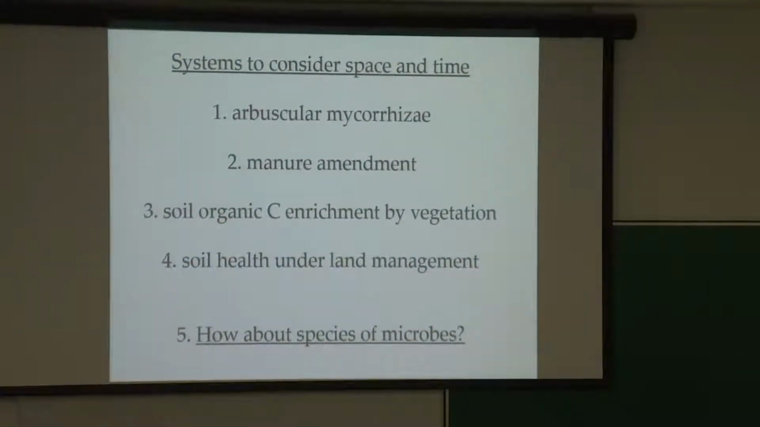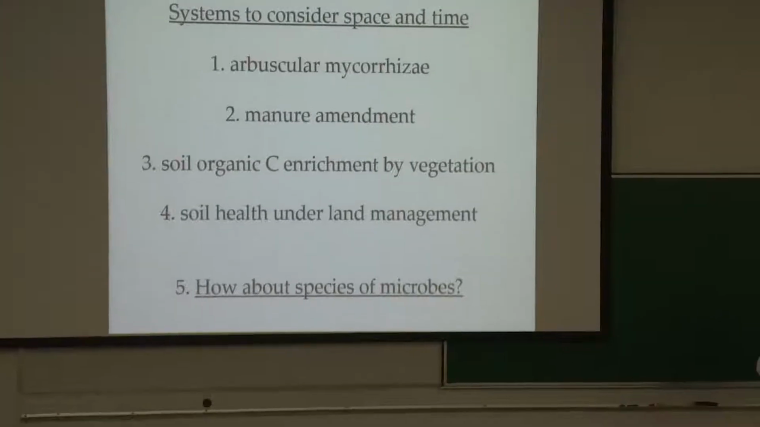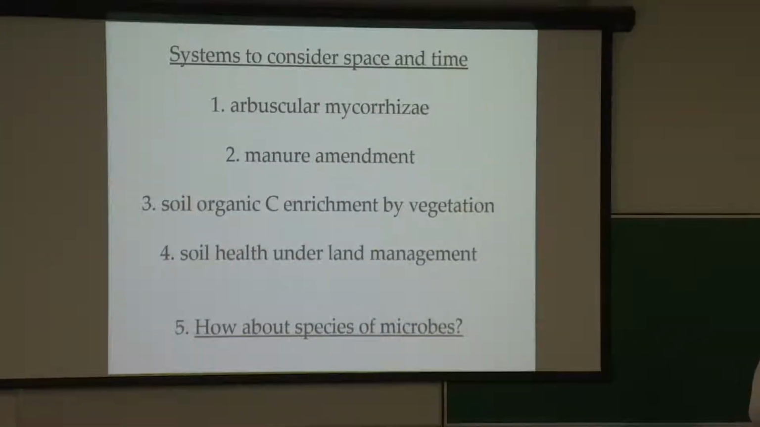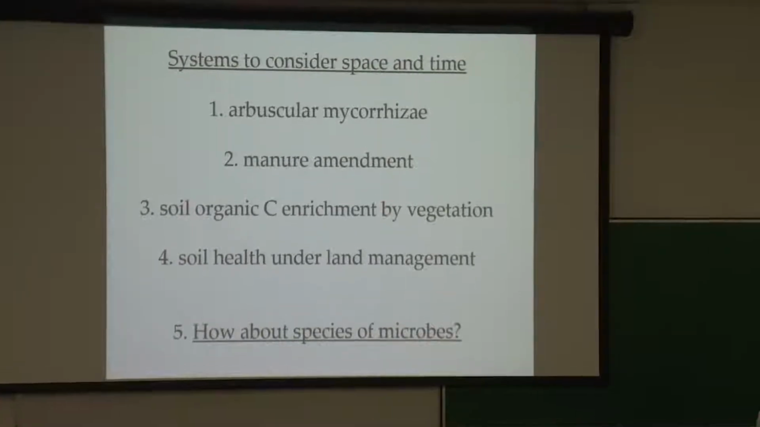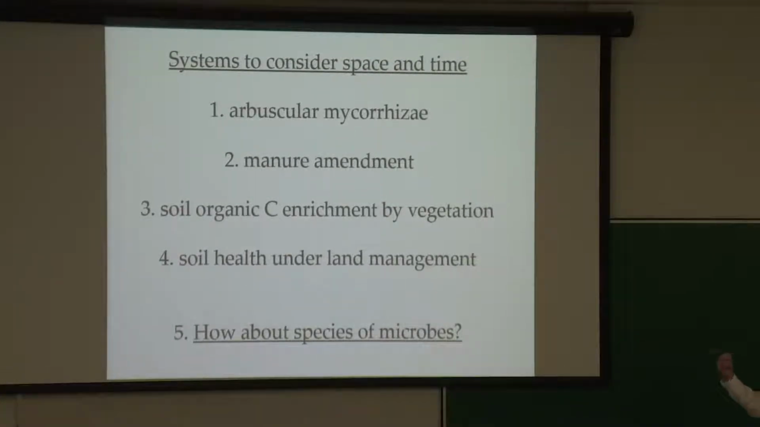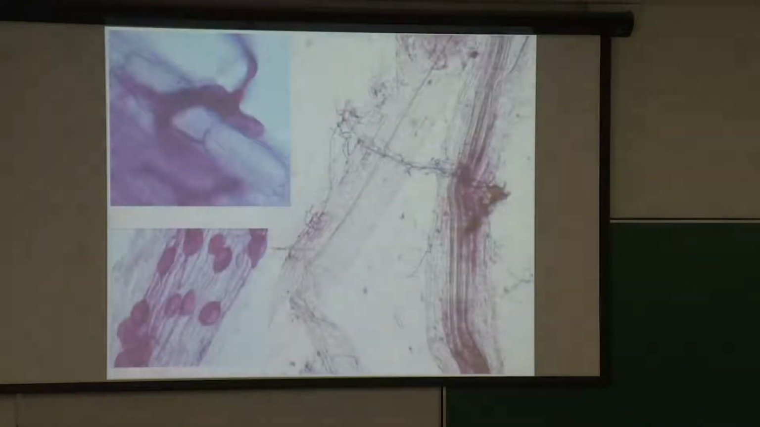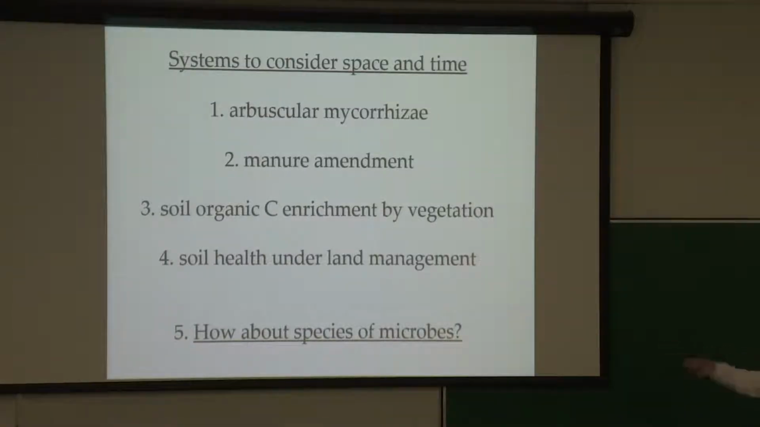We'll be looking at comparing cropland and grassland, looking at what is soil health and how can we measure that? Is it helpful? What does it mean? And in relation to grazing systems as well, continuous and planned grazing. And the very last point, how about species of microbes there on the end.